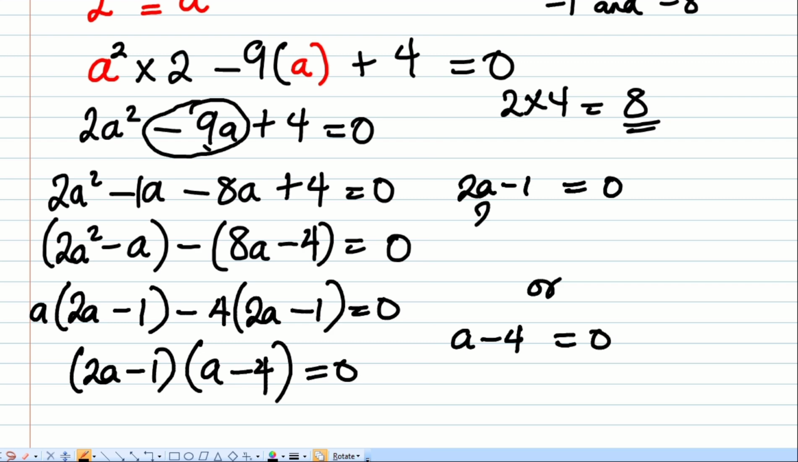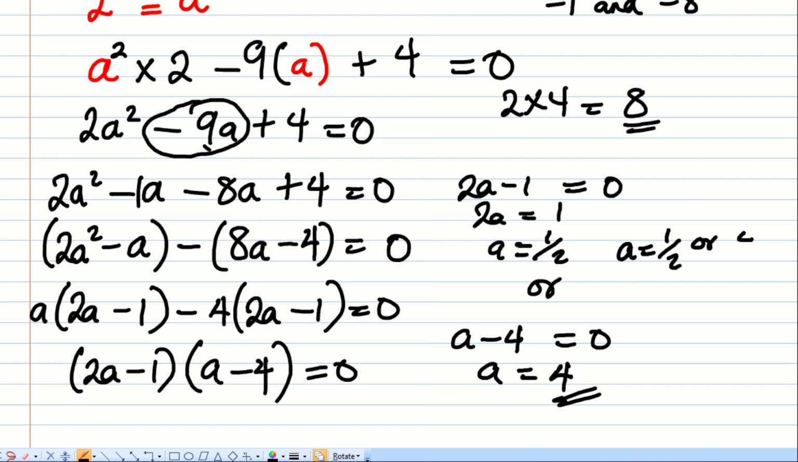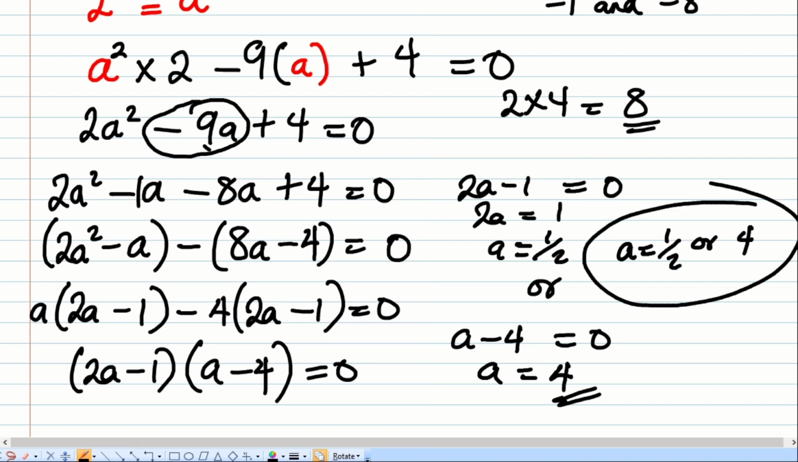In this case, we have 2a is equal to 1, crossing the -1 over, so that we divide both sides by 2. When we divide both sides by 2, you see that a is equal to 1 over 2, or a is equal to, if we move 4 to the other side, it becomes positive 4. So finally, our values of a are half or 4, and that's the final answer. So a is half or a is 4.